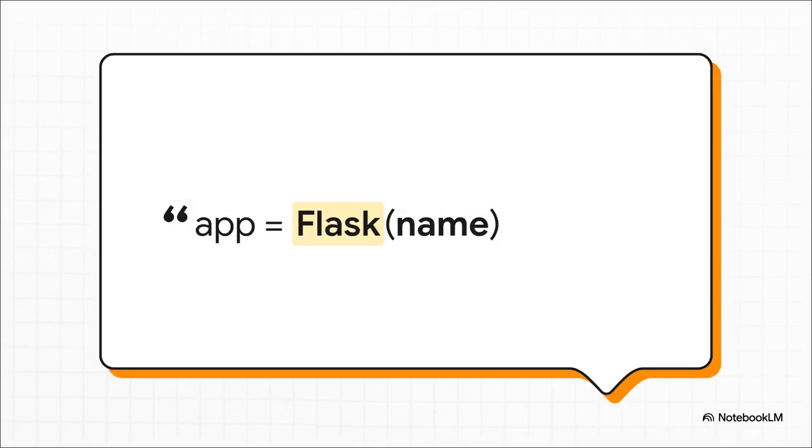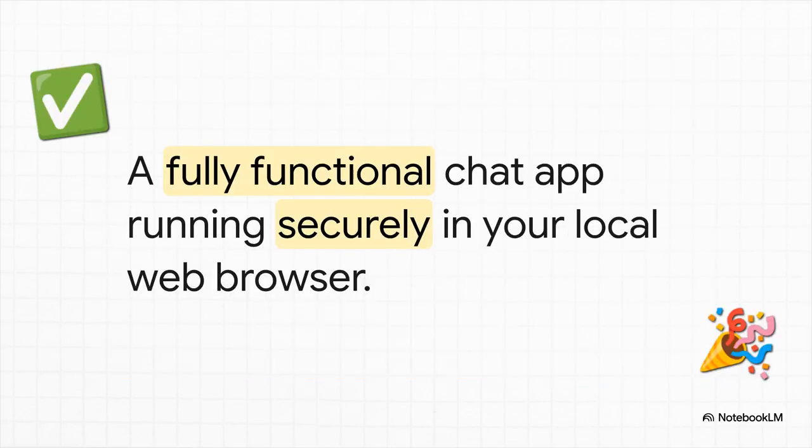Now, hidden inside that code the AI wrote for you, you're going to see a line that looks something like this. This one little line uses a cool Python tool called Flask to basically create a tiny web server right there inside your script. It's the engine that powers the whole thing. And what do you get after running that one command? This, a fully functional, interactive chat app running securely in your web browser, talking to your own local AI model. You just built a custom piece of software in, what, a few minutes?